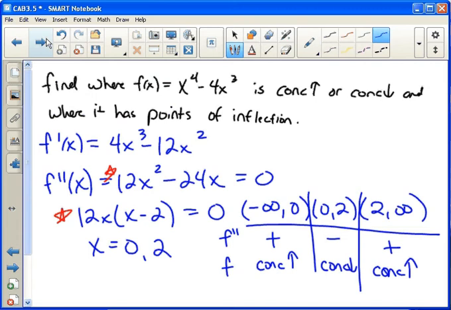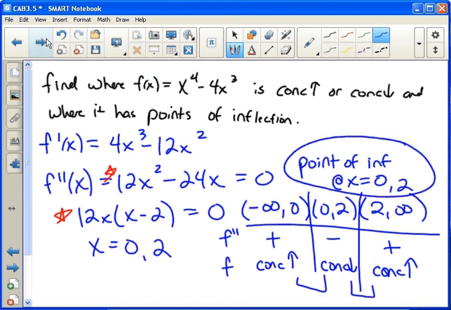So at 0, we do have a point of inflection because it does change here from up to down. And also at 2 because it changes from down to up. So as long as those are alternating, every single spot's going to have a point of inflection. It's only if you get, say, an up followed by another up that it would not be a point of inflection. So as long as it changes from one point to the next, up to down or down to up, it's a point of inflection.